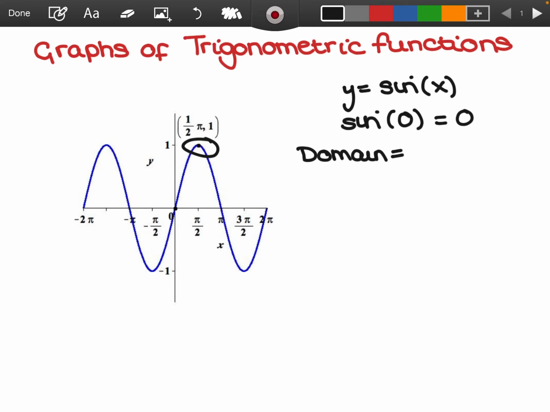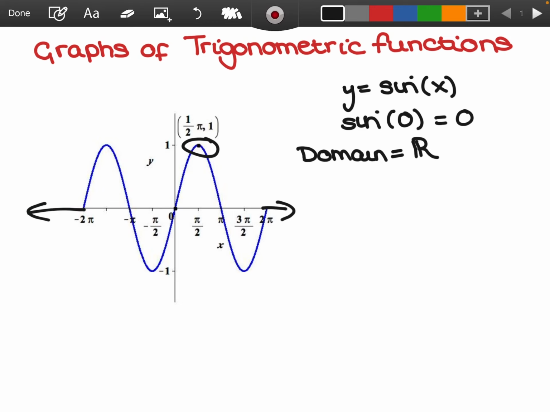Just by convention, whenever we do these graphs of trigonometric functions, we tend to use radians. From here on out, you're going to see radians a lot more than you're going to see degrees. So I can plug in any number of radians that I want and get out a y value. I don't have any points where plugging in a particular angle makes sine of that angle undefined. It's defined everywhere, regardless of what angle I put in. So my domain is all real numbers.